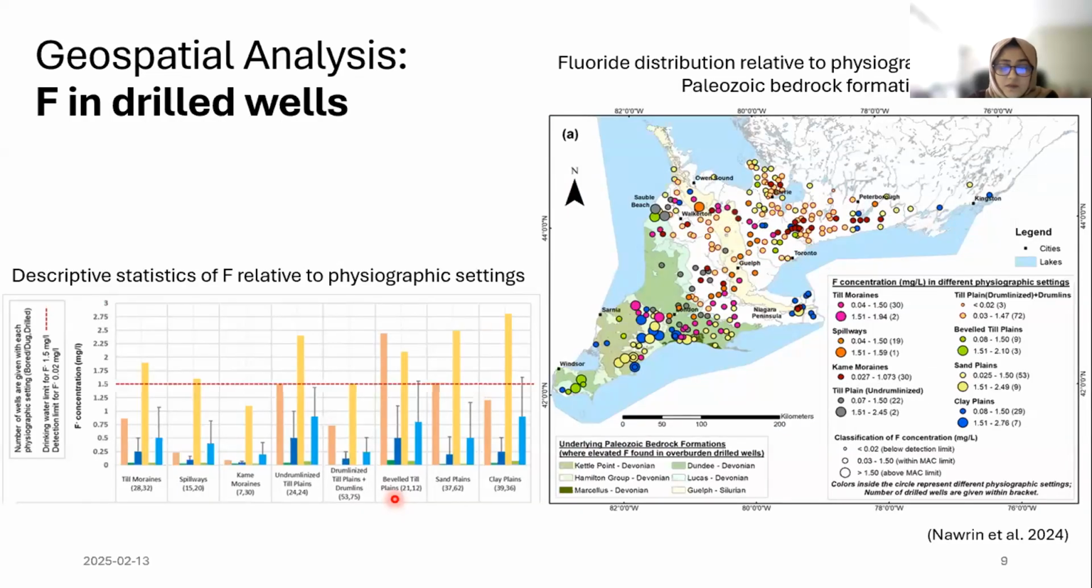For fluoride, the maximum concentrations in drilled wells are presented again by the yellow bars in the graph, and the elevated fluoride above the MAC limit, which is 1.5 milligrams per liter for fluoride, is presented by the big circles in the map. The Paleozoic bedrock formations, where the elevated fluoride was found in drilled wells, are also integrated into this map. From the literature, we found that argillaceous limestone and dolostone and some other shale-dominated bedrock units, which are mostly associated with the younger Devonian formation in southern Ontario, may contain fluoride-bearing minerals.